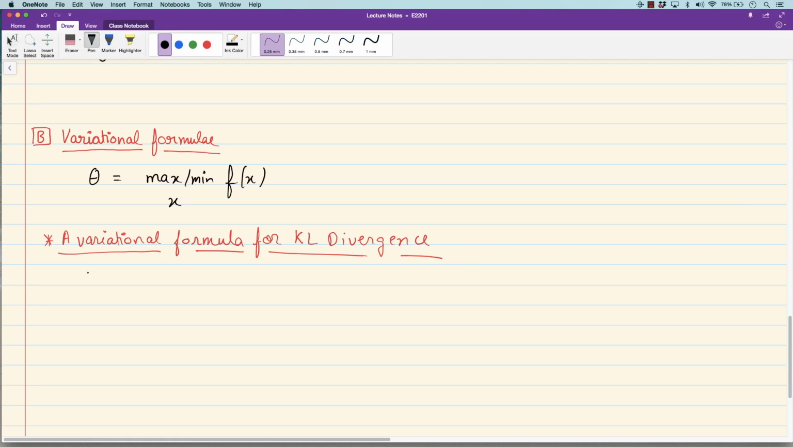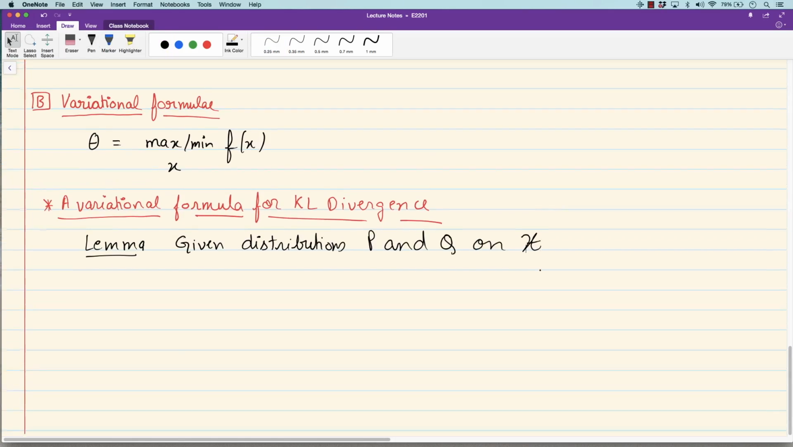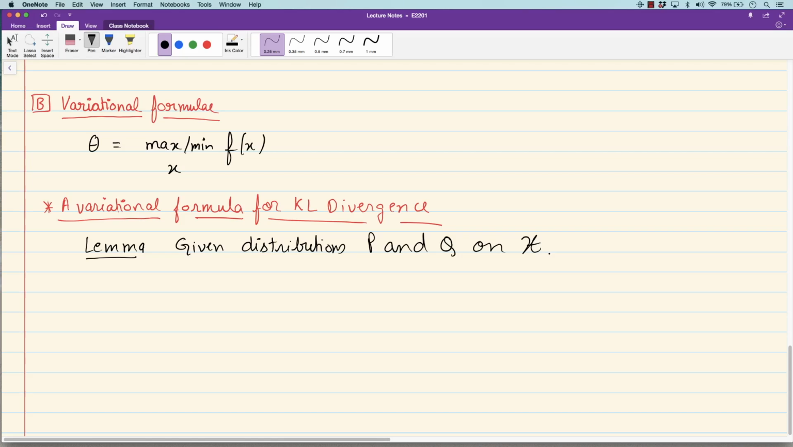So this is our first result. We call it just a lemma. We are given two distributions, let's say PMFs, because we can just think of the discrete case. So two distributions P and Q on a finite set X if you want, such that the support of P is contained in the support of Q. Which means that whenever Q(x) is 0, P(x) is also 0.